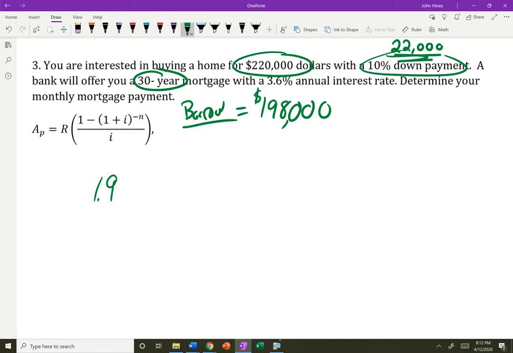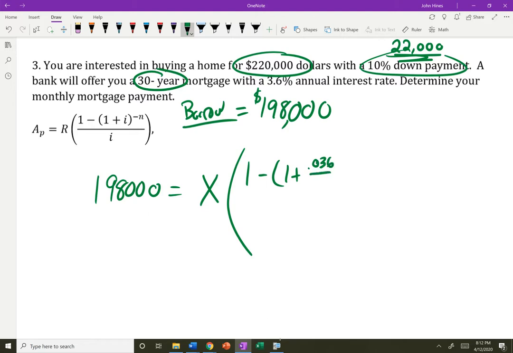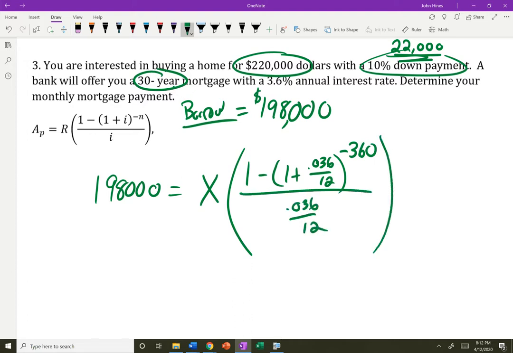So $198,000 equals, what's my monthly payment? 1 minus 1 plus 3.6% compounded monthly. Well, 30 years is how many payments? If you buy a house and pay it off over 30 years, you're making 360 payments to pay for that house. So we're going to solve this just like we solved the other ones. Type this in and divide it over. So I'm going to type in that fraction. I switched to my in-person calculator because I was struggling way too much.